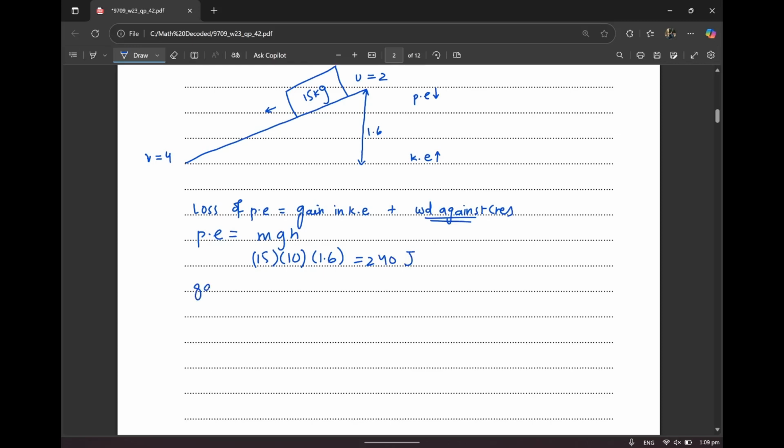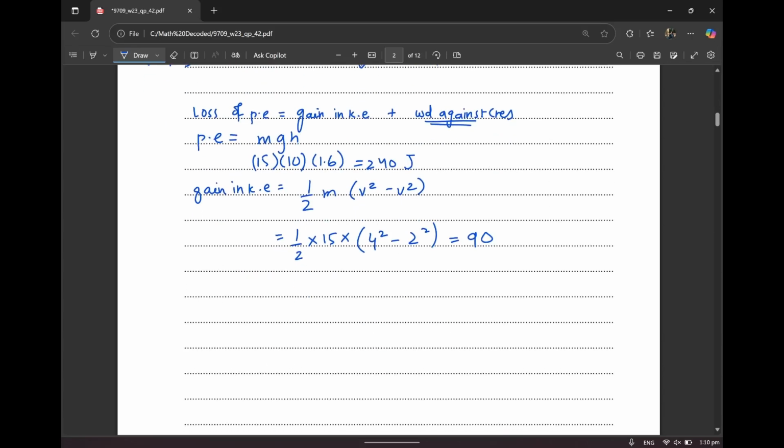Let's talk about the gain in kinetic energy. The formula for this is half m, v square minus u square. So half into m, that's 15, v is 4 square minus u, which is 2 square. This is going to come out as 90.